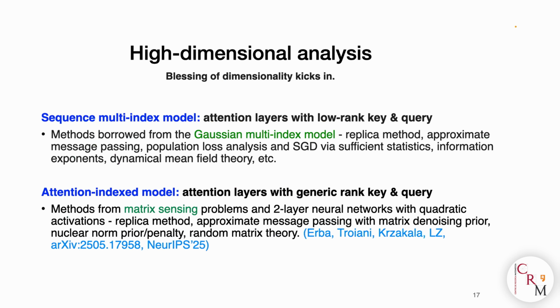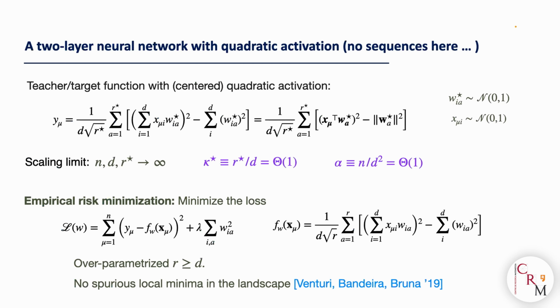And in the attention index model, it's a little bit different. So we map the model into the matrix sensing problem. And then in that matrix sensing problem, we use the usual tools that I will not be detailing: the replica method, approximate message passing, a bunch of random matrix theory. I will just tell you about the points that are interestingly different and that make it work.